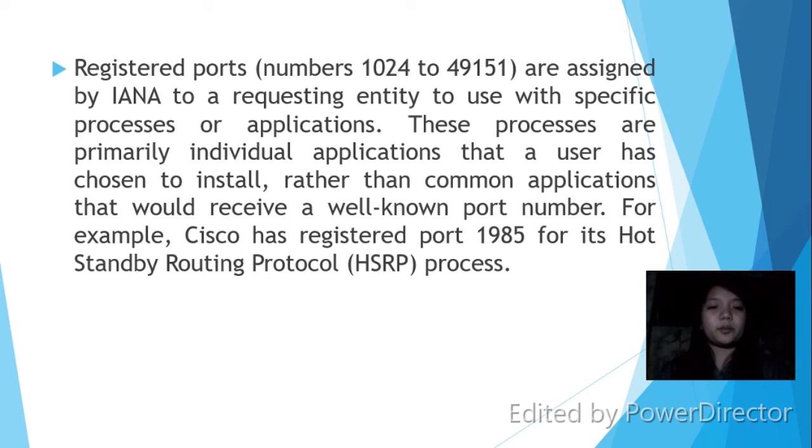Registered ports, the numbers 1024 to 49,151, are assigned by IANA to a requesting entity to use with specific processes or applications. These processes are primarily individual applications that a user has chosen to install, rather than common applications that would receive a well-known port number. For example, Cisco has registered port 1985 for its Hot Standby Routing Protocol, or HSRP.